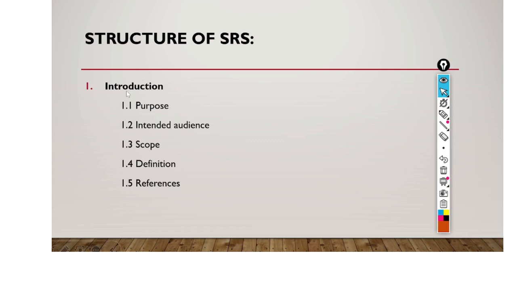And the structure of SRS consists of some parts like the introduction, overall description, and system requirements. In the introduction, we need to define the purpose, intended audience, scope, definitions, and references. What is the purpose of the particular project? What is the purpose of each requirement? We need to define who is going to be involved, what the scope is, what the definitions are, and what the references from the older projects are.